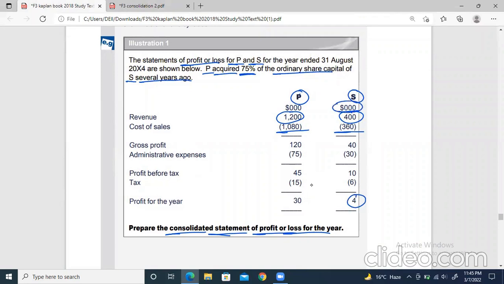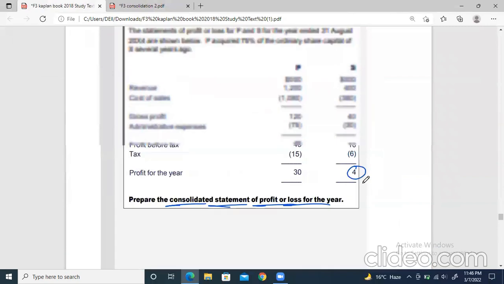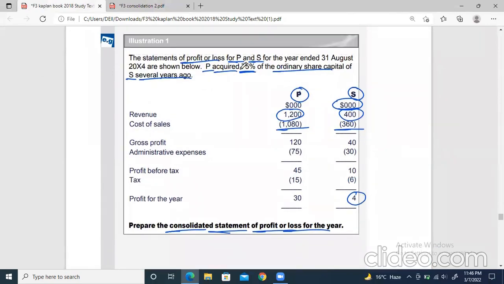These 3 zeros are taken common, right? So $4,000 is the subsidiary profit. This was what I was telling you, that subsidiary profit will be given separately in the question. Now, what we do is, how much percentage did it acquire? 75%. So what will be the NCI percentage? 25, the remaining one.